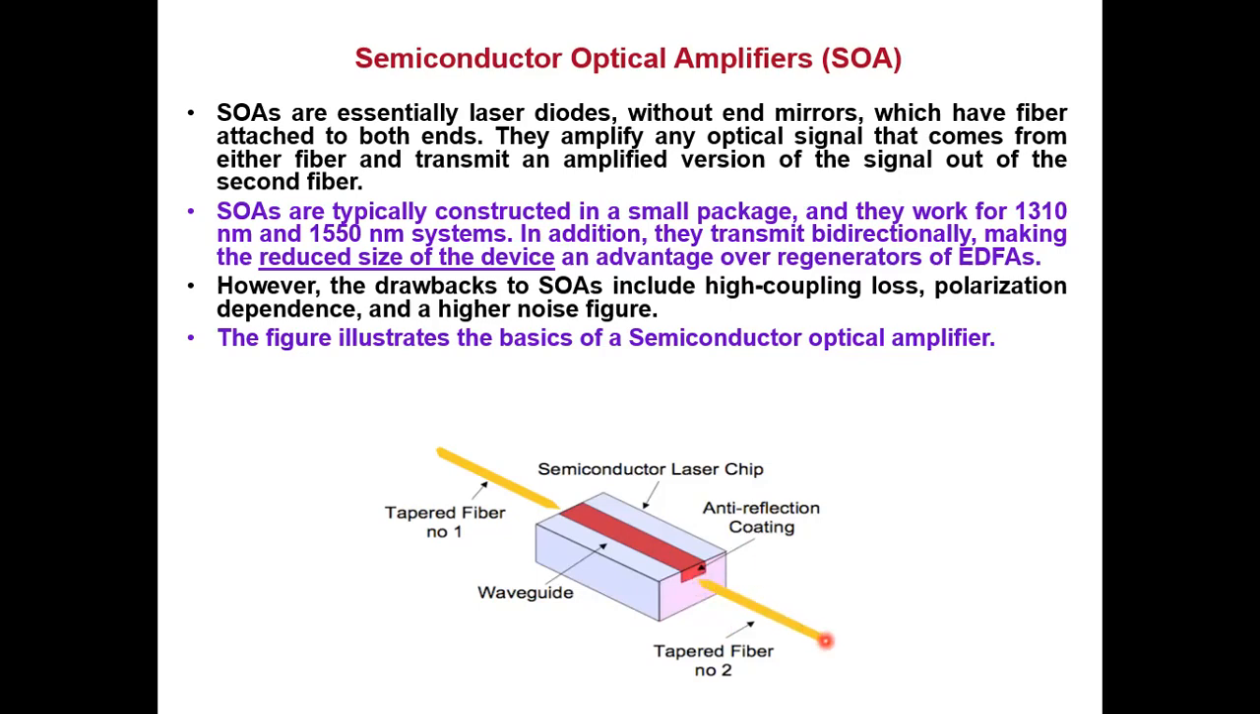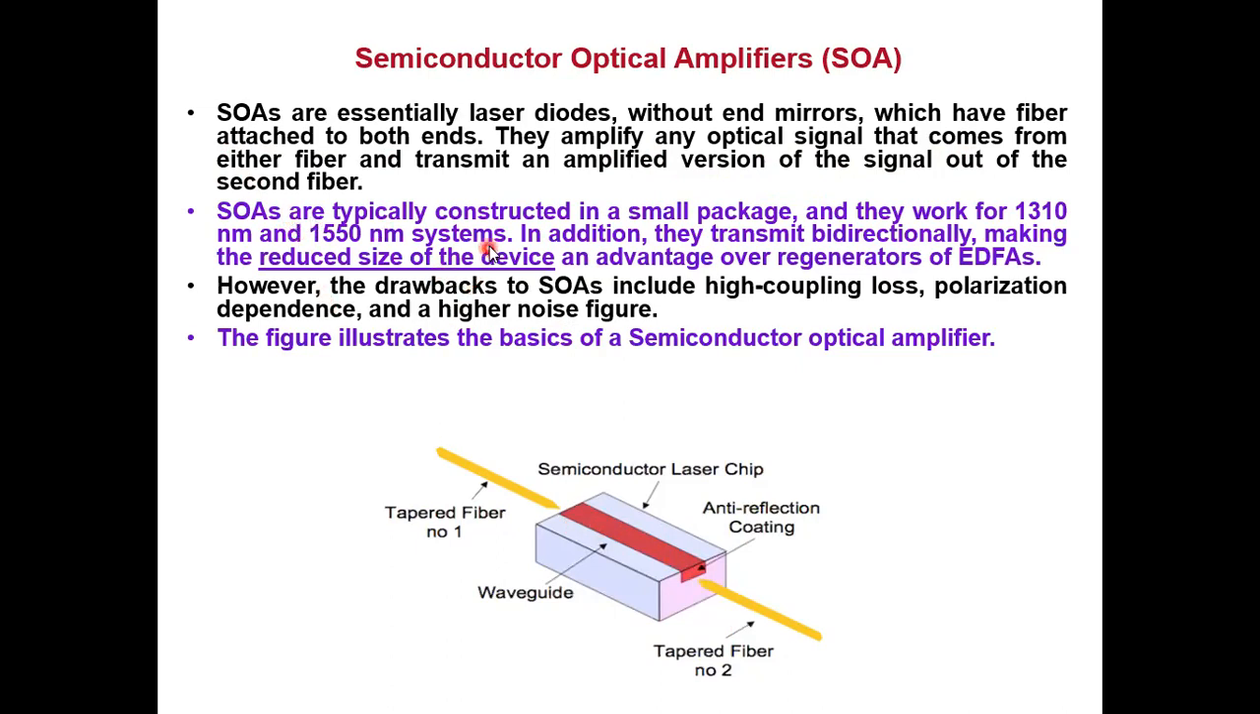Okay, so light enters the fiber. So they amplify any optical signals that come from either fiber end, and transmit an amplified version. So यहाँ पे in this entire patch, which is of pink color, that stimulated emission takes place, and an amplified signal comes out from the other end.